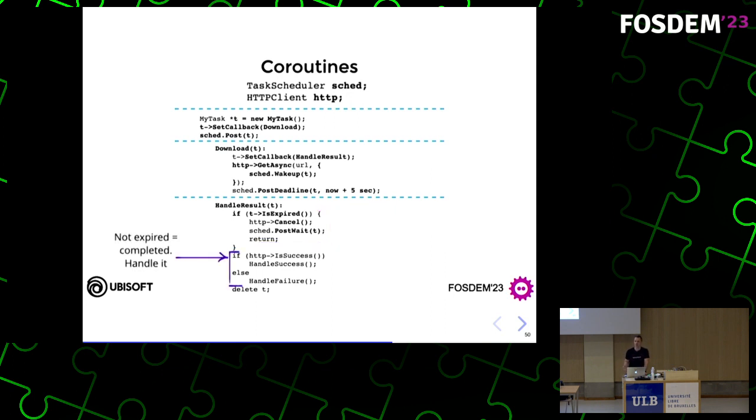Otherwise, if it's not expired, that means the request is finally complete with some result. It could be success, it could be an HTTP error code, or it could be our own cancellation done on a previous wake up a few lines above. Either way, we just handle it and delete the task. This is literally it. This is almost exactly how it looks in the source code.